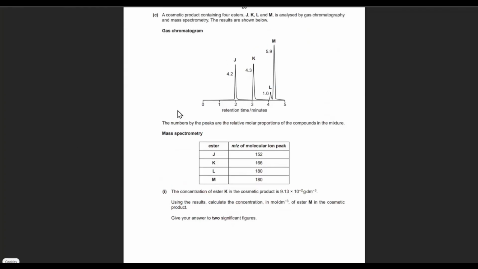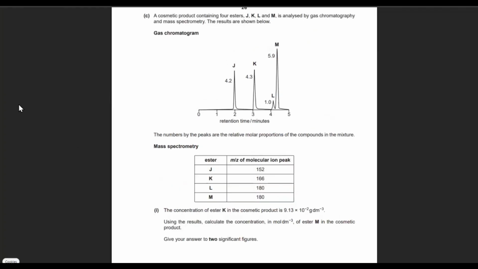Okay, so in this next question, let me get it into focus. A cosmetic product containing 4 esters, J, K, L, and M, is analyzed by gas chromatography and mass spectrometry. The results are shown below. Here's the gas chromatogram. We got the retention time 1, 2, 3, 4, 5 minutes. And then we have the relative molar proportions 4.2, 4.3, 1, and 5.9.